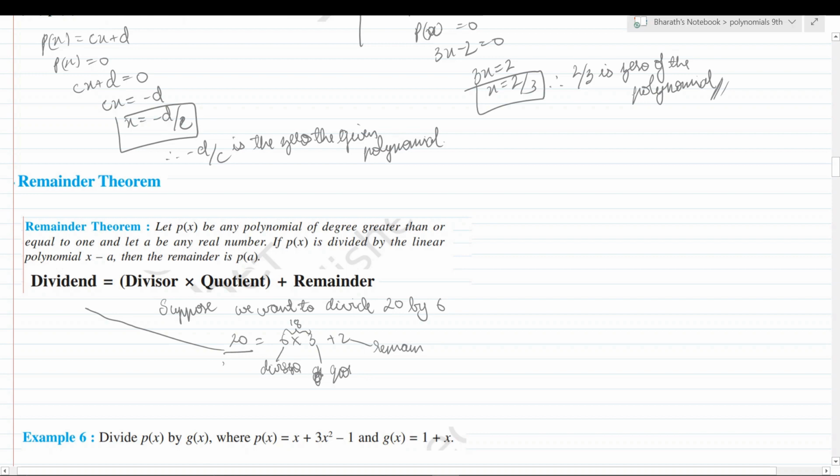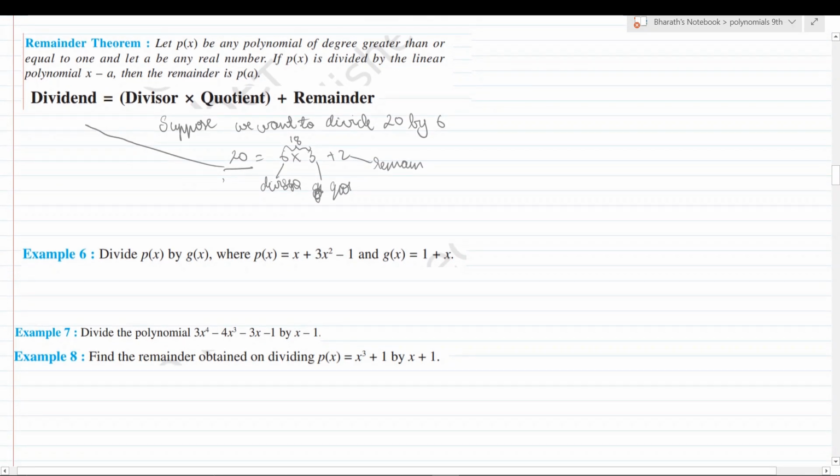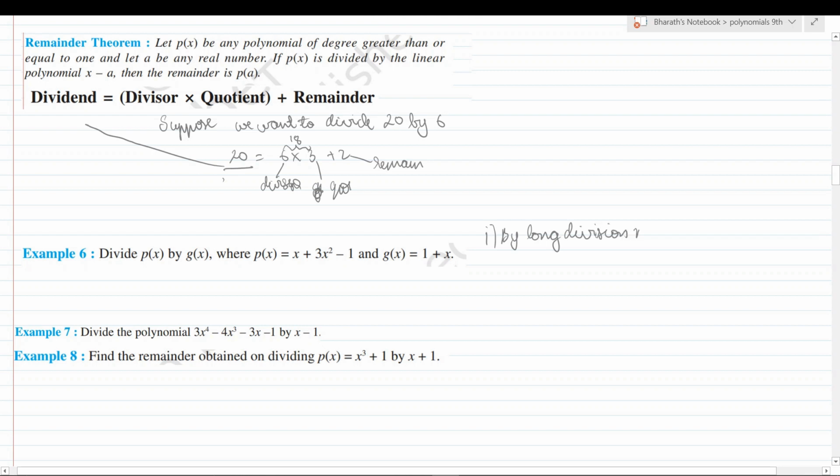Now let's go to example 6. Divide p of x by g of x, where p of x, here you should do the long division. There are two methods to solve this. First, by long division method. Long division method, I don't know why, but many people take a lot of time to learn this. Just listen to me carefully.